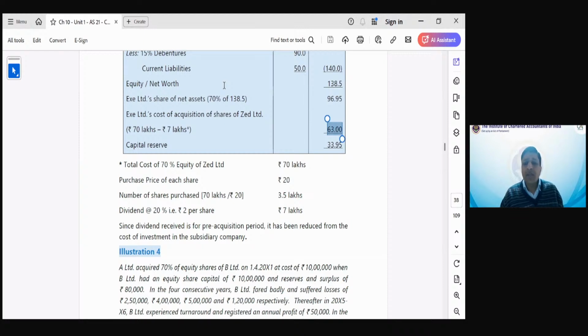Okay. Now, in a way, we can say that 63 lakhs has been paid to acquire net assets worth 96.95. So is the payment made in excess or in short? Do we have an excess payment or short payment? Short payment. The moment you say there's a short payment, what do you get, goodwill or capital reserve? Capital reserve. So that's why in the question, you have capital reserve 33.95. Clear on this? Everyone? Any questions? Any doubts so far?